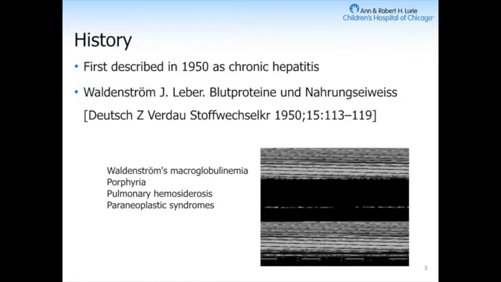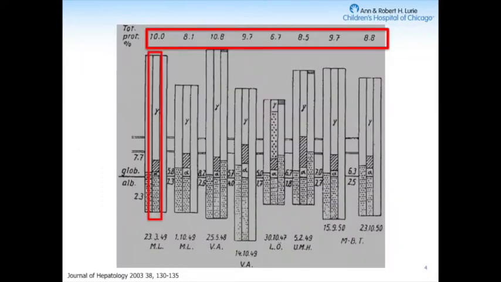Autoimmune hepatitis was first described in the 50s by Dr. Waldenstrom, who is pictured here. He also put his name to something called Waldenstrom's macroglobulinemia, porphyrias. He described pulmonary hemosiderosis and paraneoplastic syndromes. And this comes from his paper where he first talked about autoimmune hepatitis.